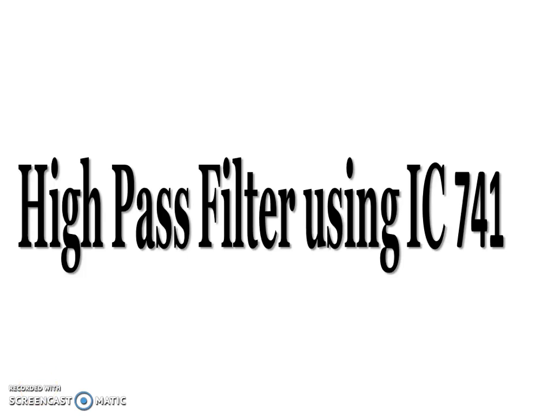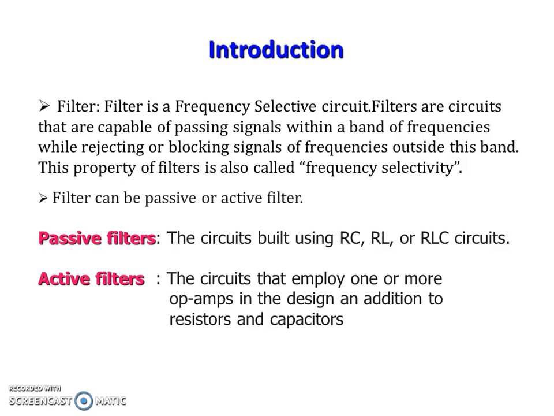Today we will discuss a high pass filter using IC741. If it comes to the introduction of a filter, we know that a filter is a frequency selective circuit. Filters are of two types, passive filters and active filters. As we know, passive filters contain the components RC, RL and RLC.